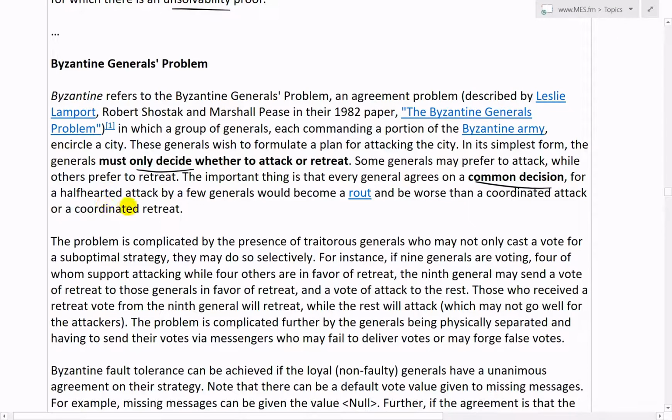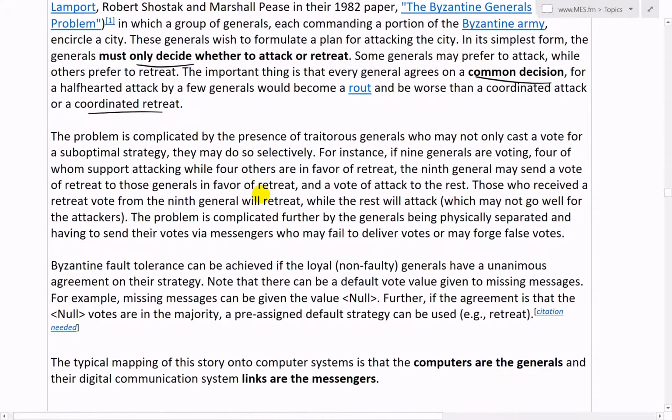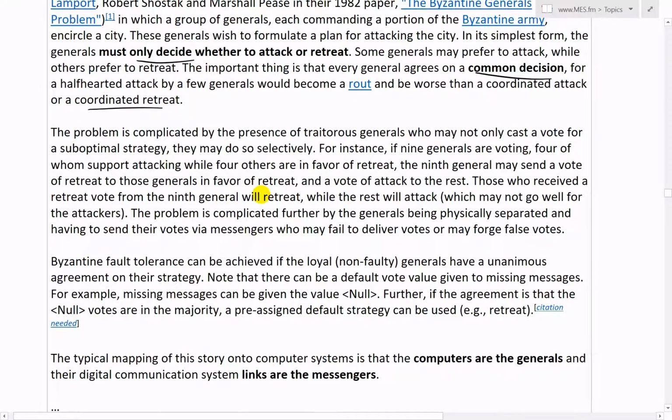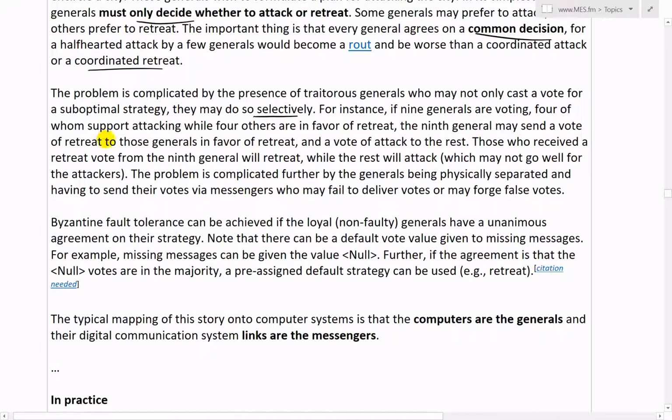A half-hearted attack by a few generals would become a rout and be worse than a coordinated attack or a coordinated retreat. The problem is complicated by the presence of treacherous generals who may not only cast a vote for a suboptimal strategy, they may do so selectively. For instance, if 9 generals are voting, 4 of whom support attacking, while 4 others are in favor of retreat, the 9th general may send a vote of retreat to those generals in favor of retreat, and a vote of attack to the rest. So that's a very interesting traitor there.